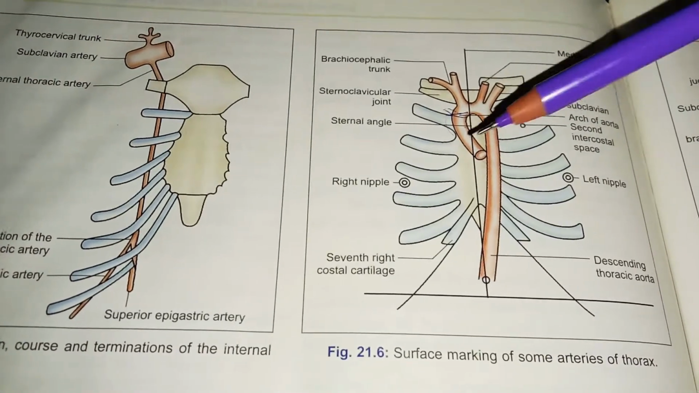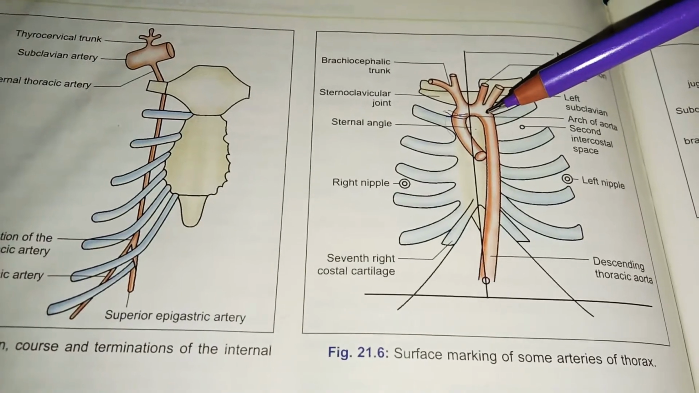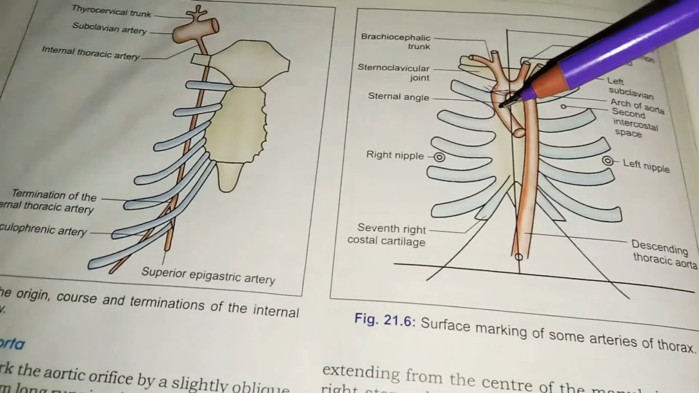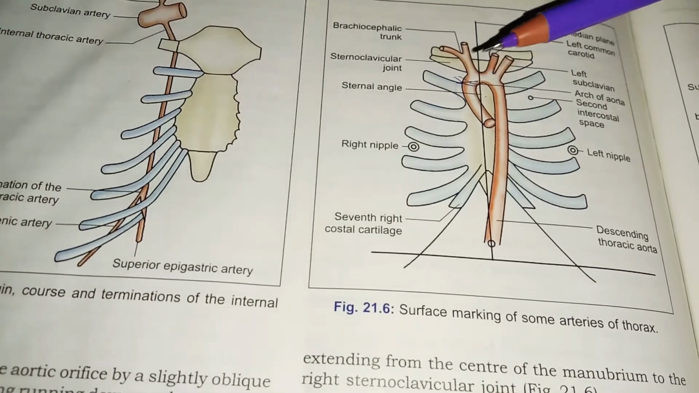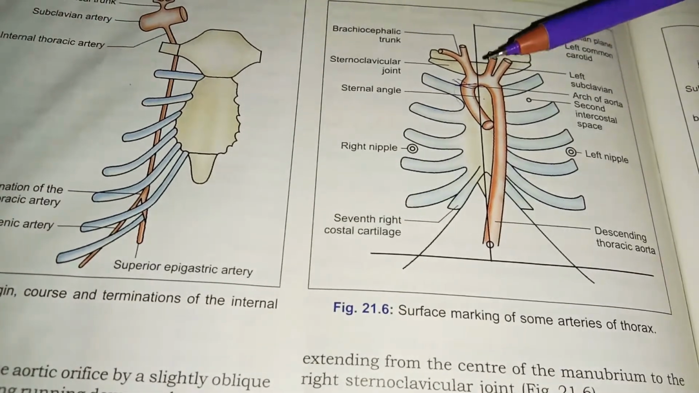Next, coming to the arch of aorta. So you know this is the arch of aorta. It is lying behind the lower half of the manubrium sterni. So it's behind the lower half of the manubrium sterni. Okay. So above you have the manubrium sterni.